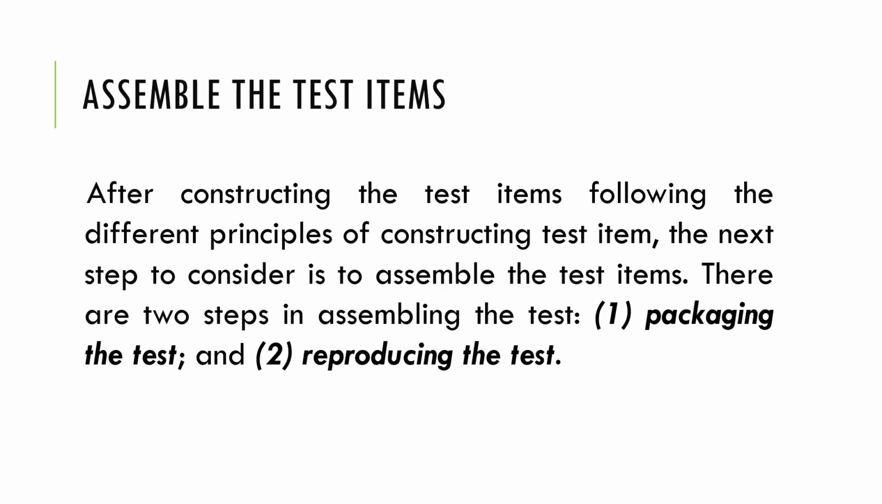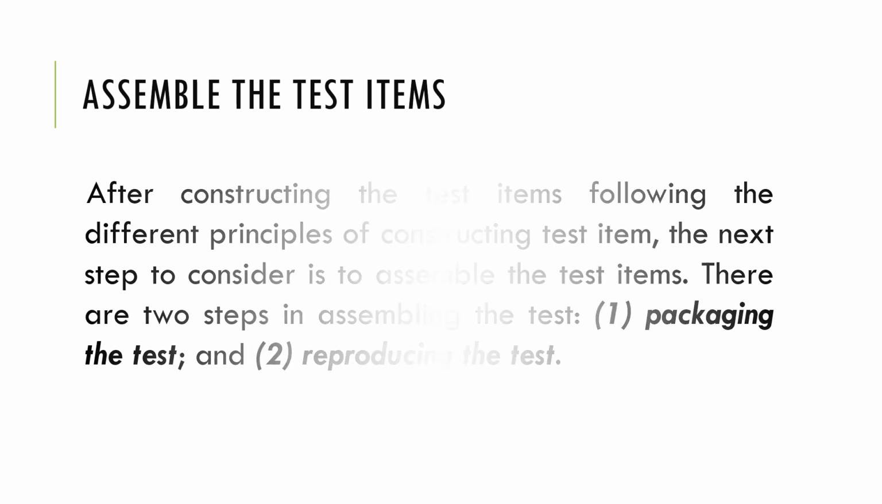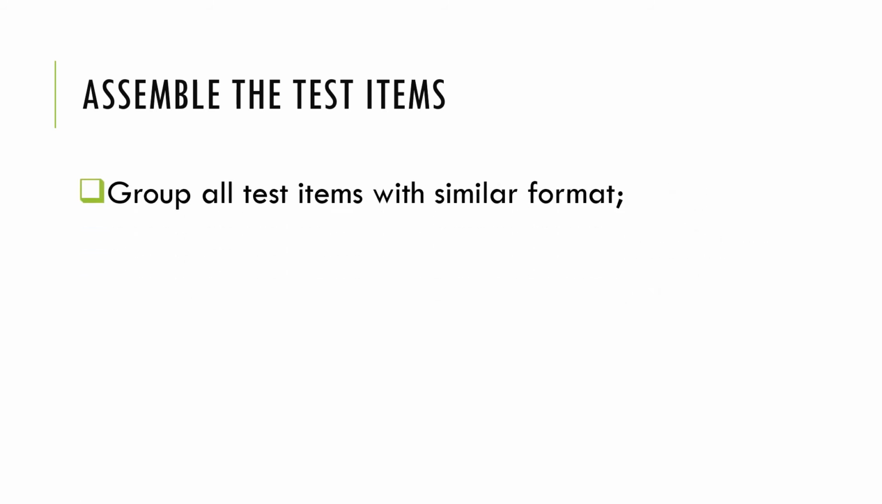After constructing the test items, following the different principles of constructing test items, the next step to consider is to assemble the test items. There are two steps in assembling the test: packaging the test and reproducing the test. First, group all test items with similar format. Maybe you made 10 multiple choice items, so put them in one format.